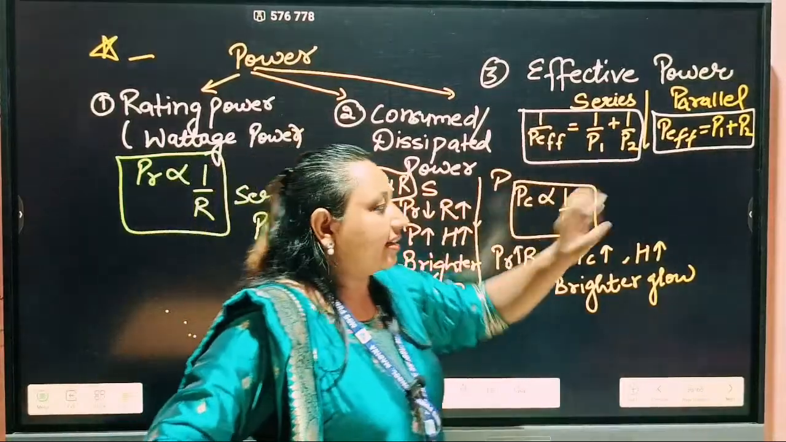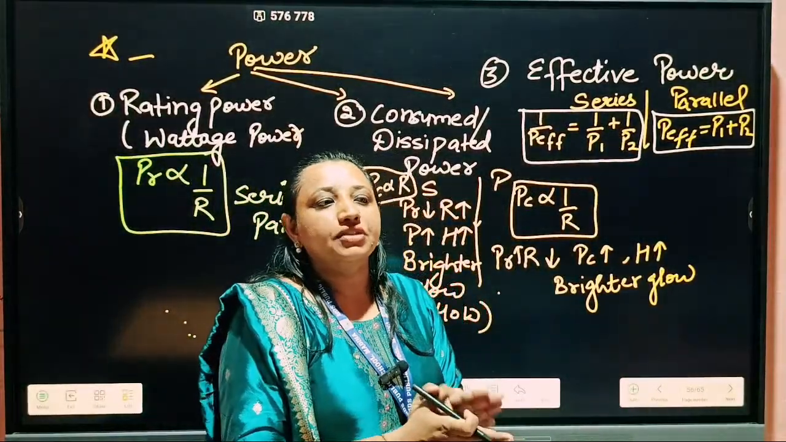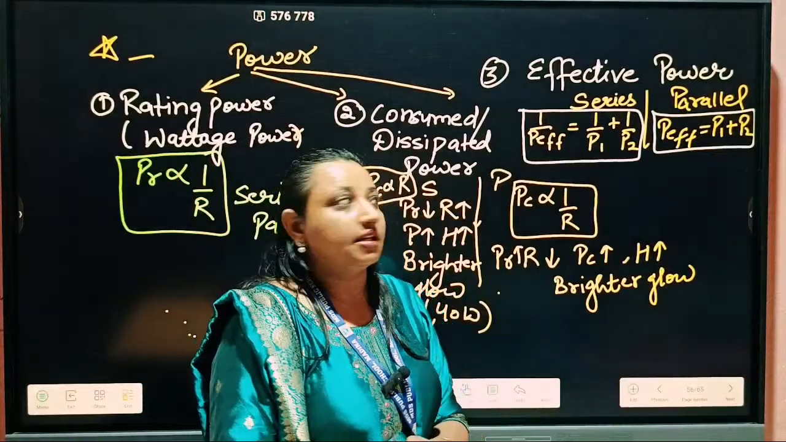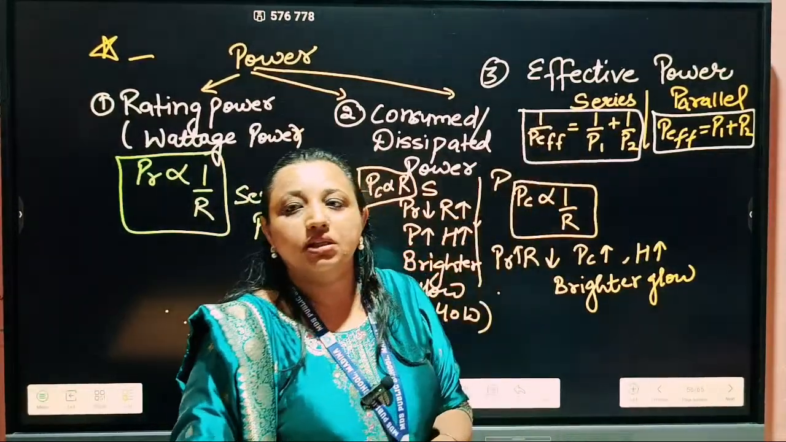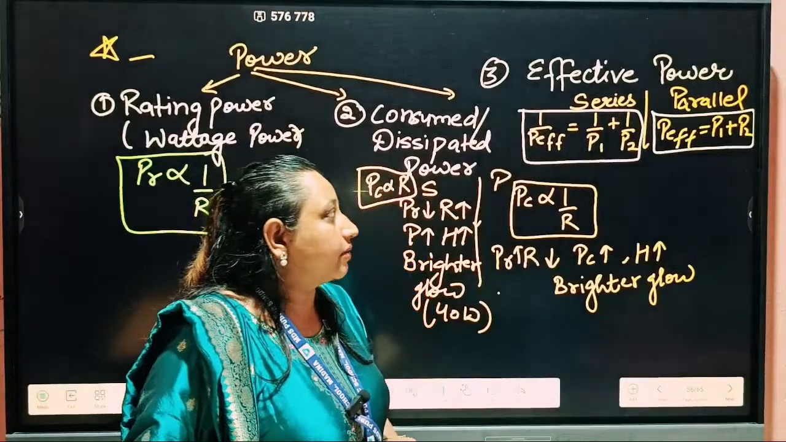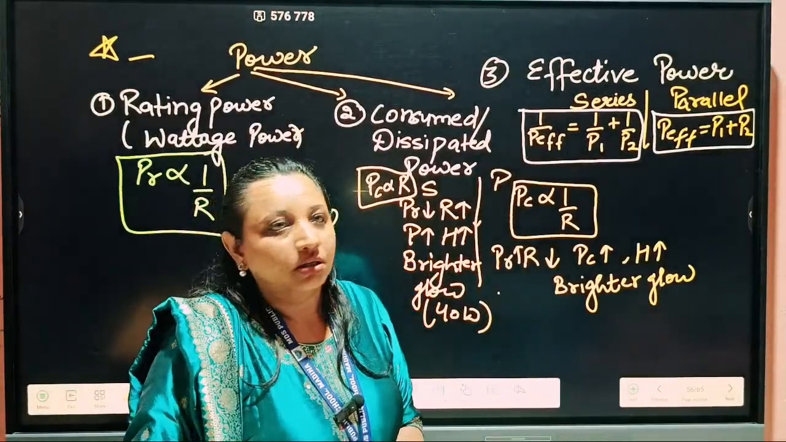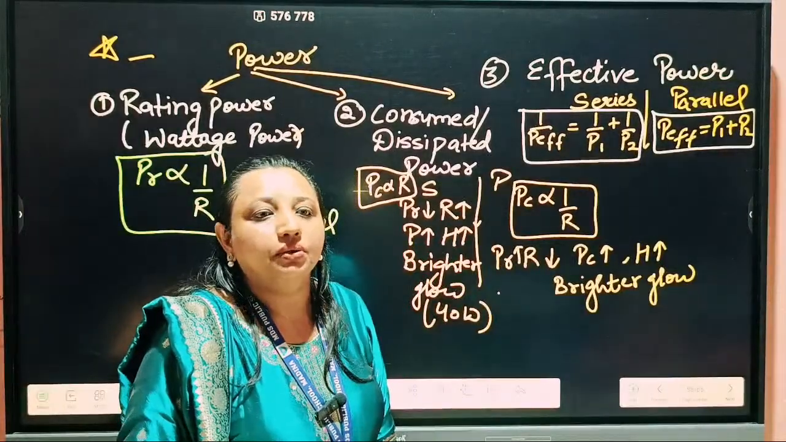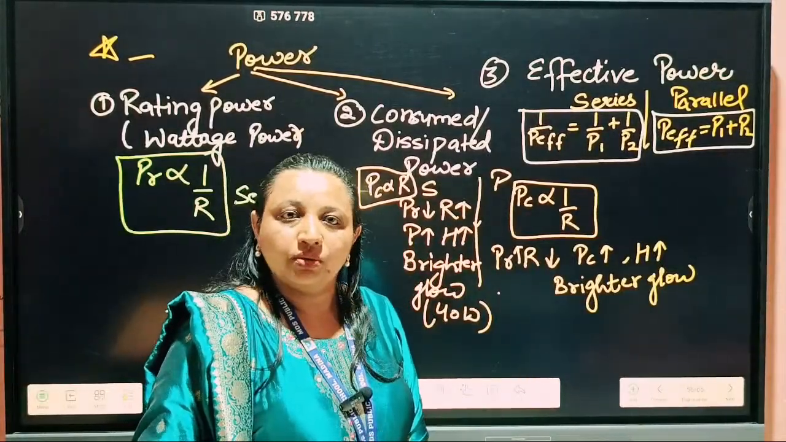Next, third, we have effective power. The effective power when 2 or more electrical appliances are connected in series combination: 1 upon effective power is equal to 1 upon P1 plus 1 upon P2. And in parallel, effective power is equal to P1 plus P2. Understand? So here we end.